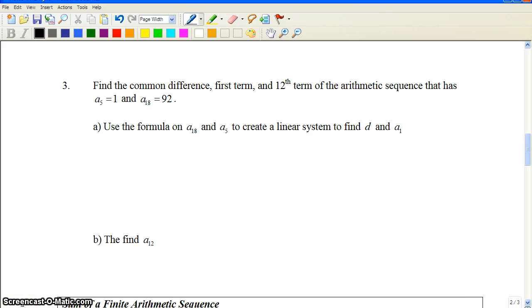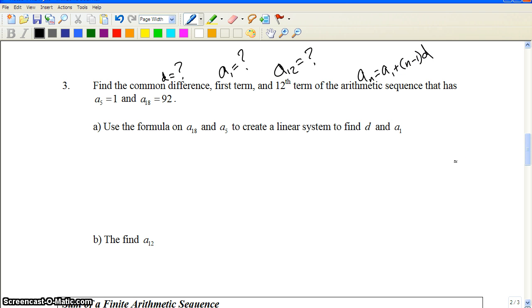Okay, now we've got to get familiar with more of the vocabulary. If you notice, find the common difference. The common difference, translate that into the notation, is d. First term, translated into notation, is A sub 1. 12th term, translated into notation, is A sub 12. By the way, we know that n is 12 when we're looking for A sub 12 of the arithmetic sequence. Translate that into notation, and you get this.